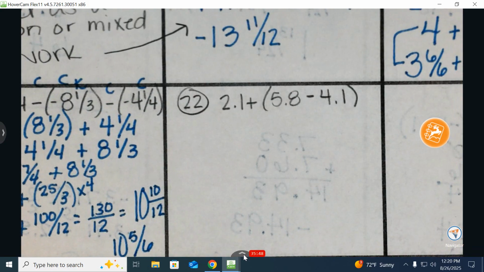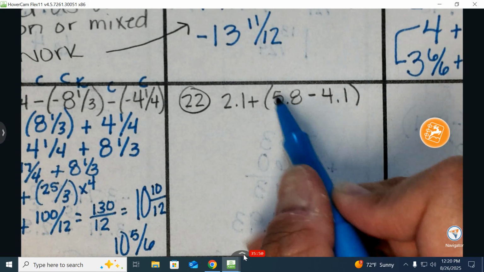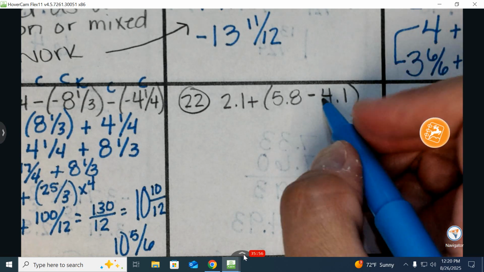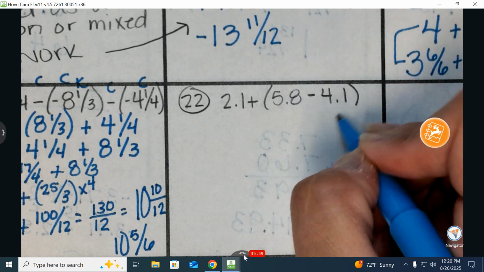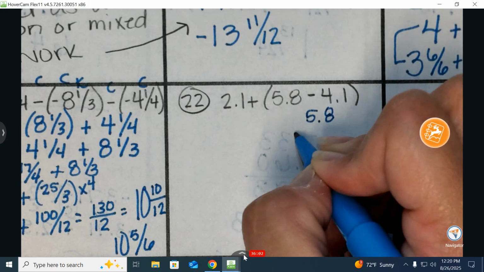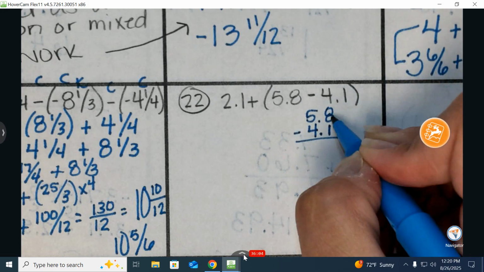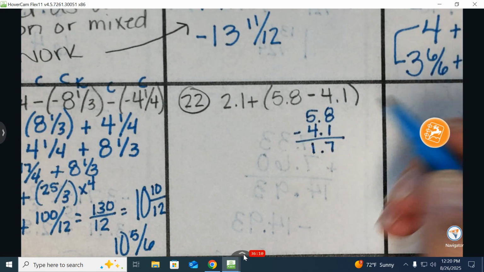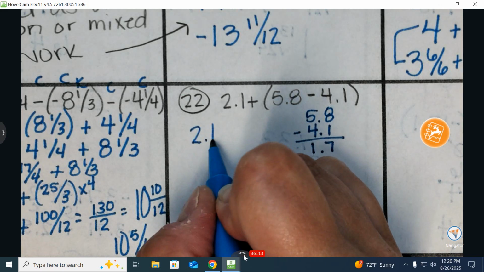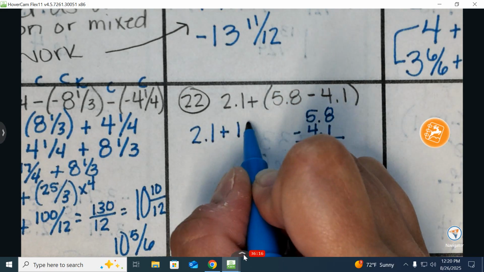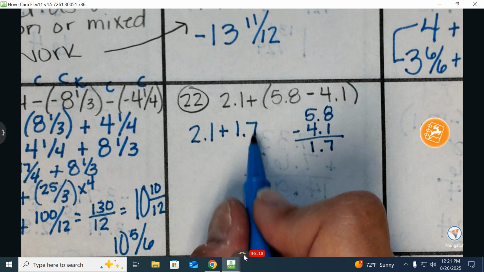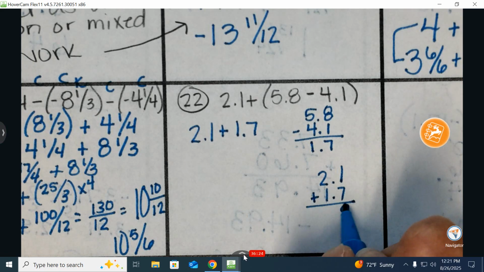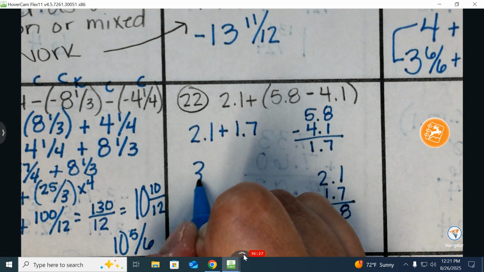Okay. Number 22. This one is subtraction, but it's a normal subtraction problem, so I would just subtract this, and it's in parentheses, so I can do it first. So I can say 5.8 minus 4.1. 8 minus 1 is 7. Bring down your decimal. 5 minus 4 is 1. So I have 2.1 plus 1.7. Just add those. So 2.1 plus 1.7 is 3.8.